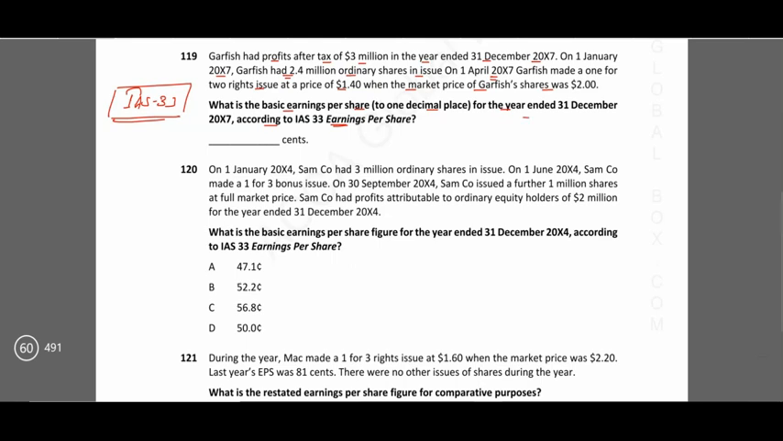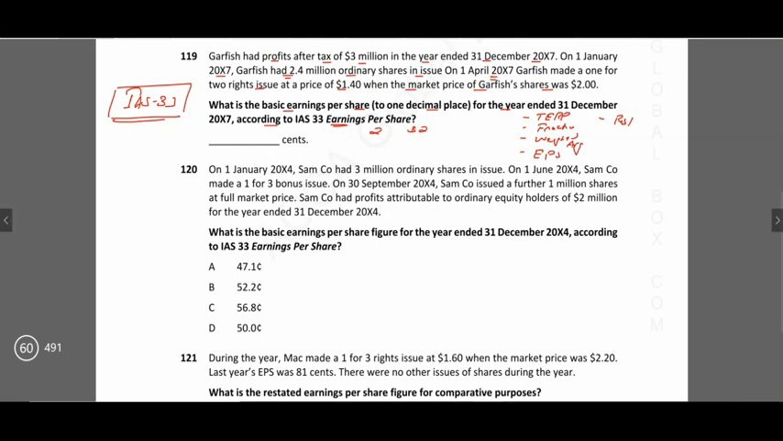First of all, we need to calculate the theoretical ex-rights price, TERP. The second step is going to be the fraction. The third step is the weighted average shares. The fourth step is to calculate the EPS. And the fifth step is the restated EPS, which we are not being asked within this question. So we are supposed to calculate the basic earnings per share. Now we know the theoretical ex-rights price is, for example, there were 2 shares before the rights issue. Take 2 shares. The price before the rights issue was $2.